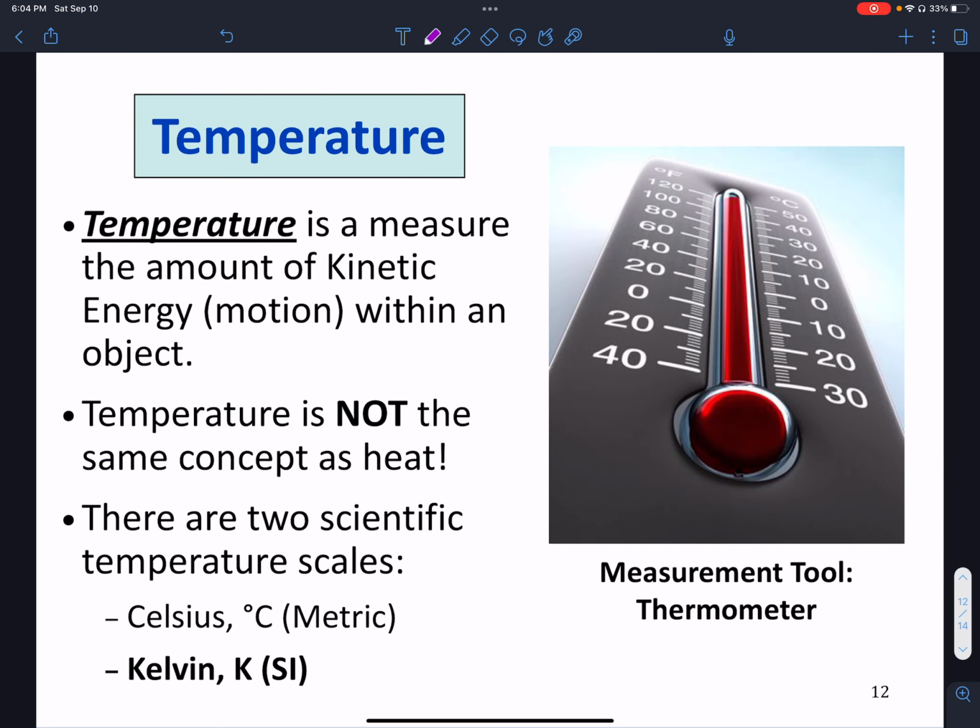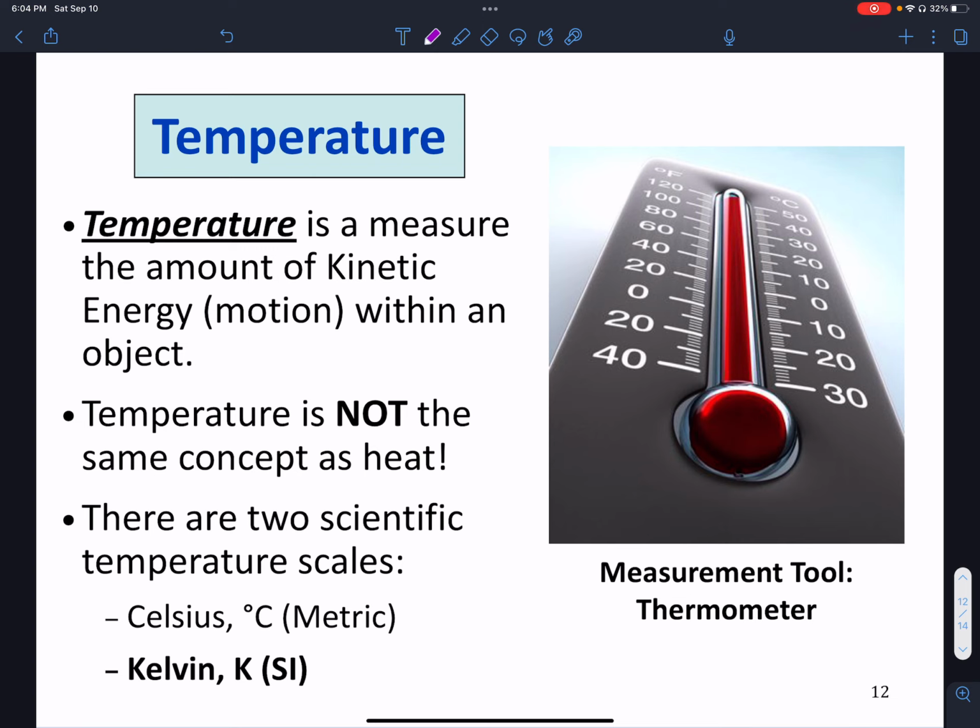Now, temperature is something that we talk about, but we actually need to think about temperature slightly differently in terms of science. It's a measure of the amount of kinetic energy or motion within an object. Now, you may look at, say, a cup sitting on your table and say, that's not really moving. But the reality is that the atoms and molecules that make up the cup are always in some sort of motion. It could just be vibration, but there is motion there. As that motion increases, the temperature is going to go up. So as the kinetic energy increases, so does the temperature.